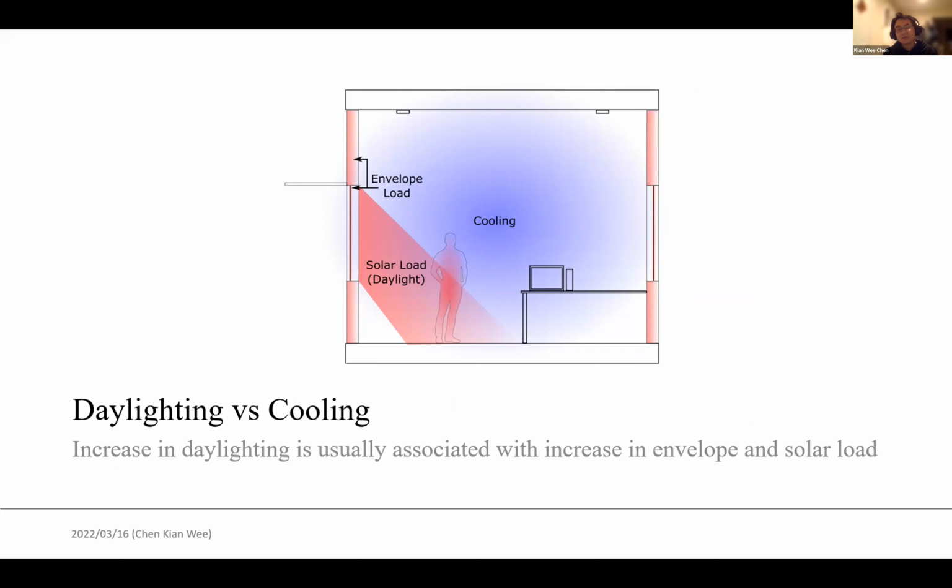So if you want more daylighting, you let in more heat, and if you let in more heat, you increase your cooling energy consumption. So it's two contradicting objectives that you try to optimize. You want enough daylighting, but not too much cooling. That's the whole point of the optimization: you want to balance these two main objectives.